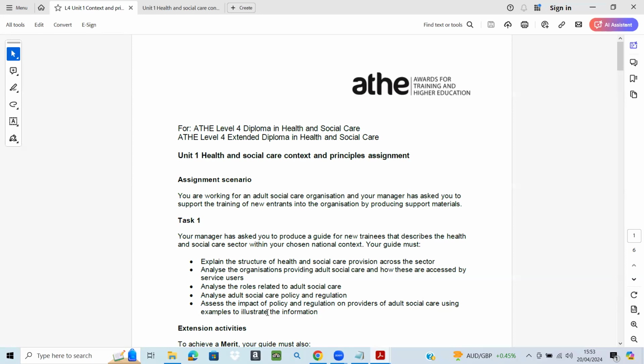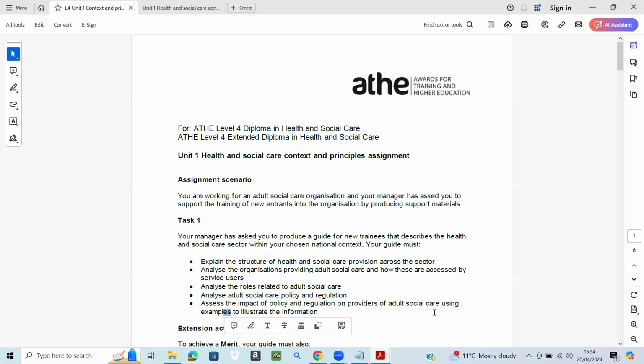Again, the second command verb here is illustrate. First is assess, and then the second one is illustrate. So we need to do the assessment and the illustration as well, based on the service provider. For example, ABC Care Home and myself as well. I'm working in a care home, so I need to provide that information with examples. The main thing is it's not example, it's examples, it's plural. So we need to provide more than one example.